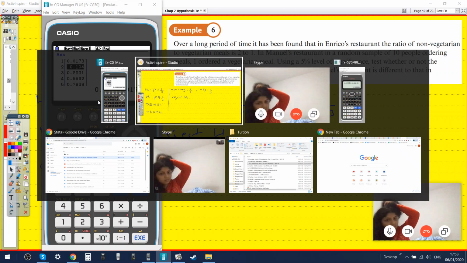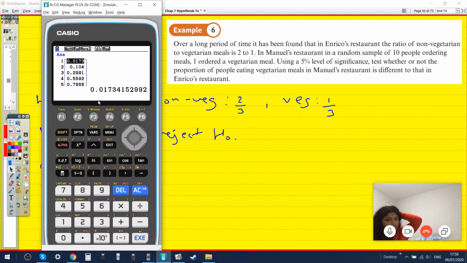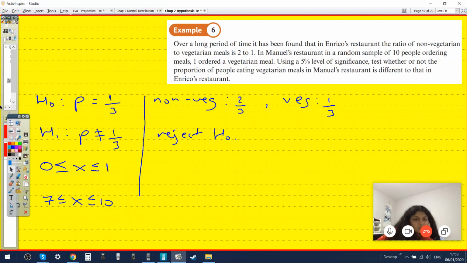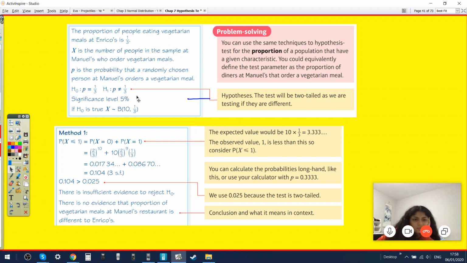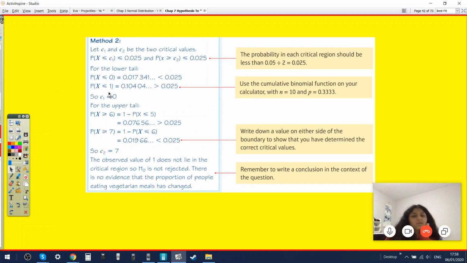Okay. So we wanted 2.5%. So 0 and 1. It would be less than 1, right? No, it should be 0 or 1. I think it's on the next page. They did it with critical region. Yeah, this one. The observed value of 1 does not lie in the critical region.